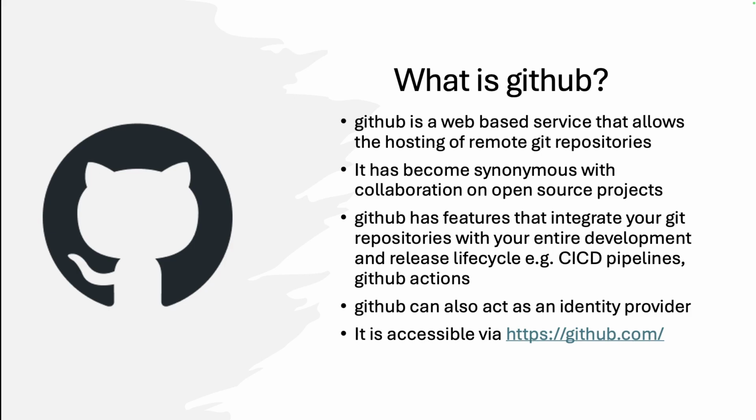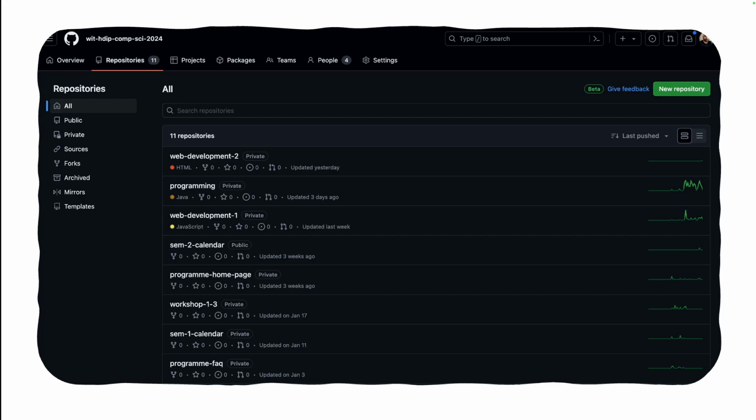GitHub can also act as an identity provider. You've signed into different things with GitHub. You can sign into Tutors with GitHub, that kind of thing. And it's accessible via github.com. Here it is. This is just a screenshot of GitHub, and it is a GitHub organization built around the 2024 version of this course. You can see the modules in there, and we're tracking all of our modules in there. This is how we store them, share them, work on them. And yeah, so we use GitHub to build the HDip.